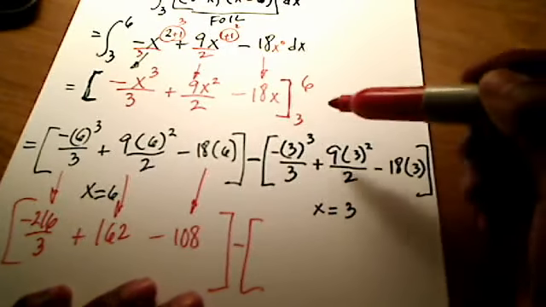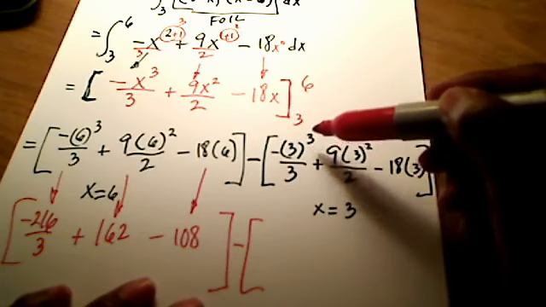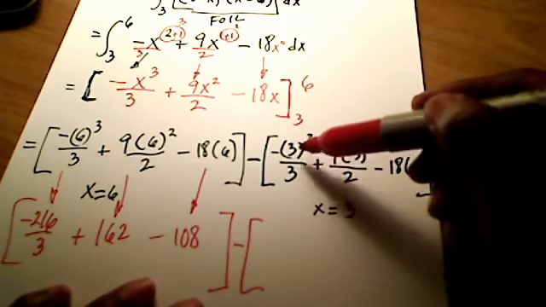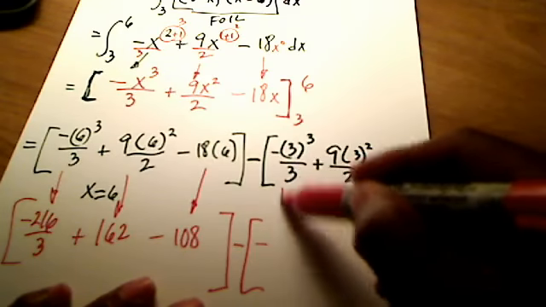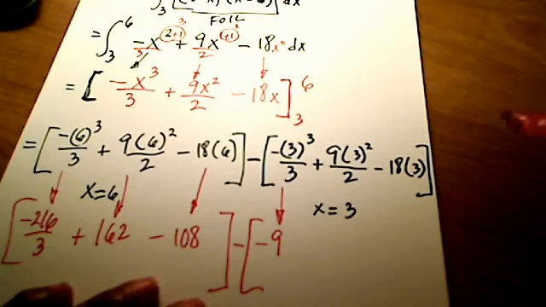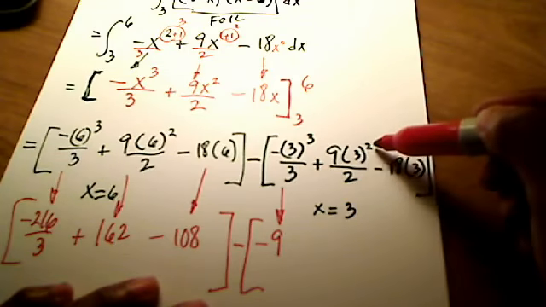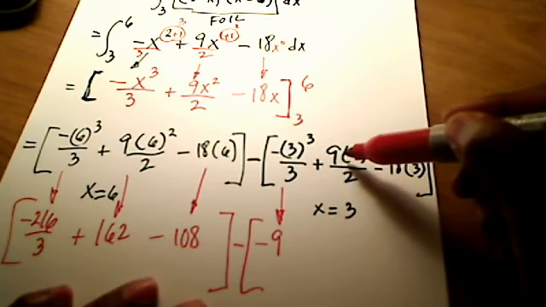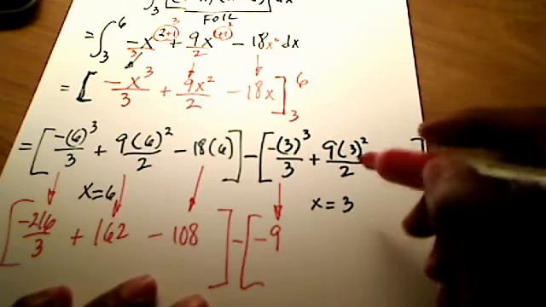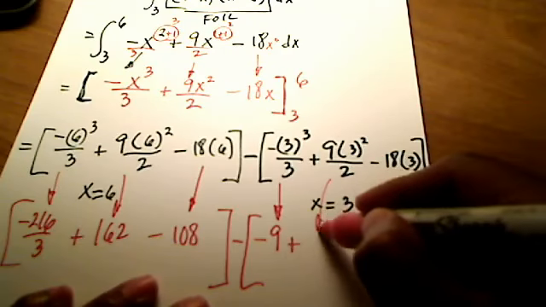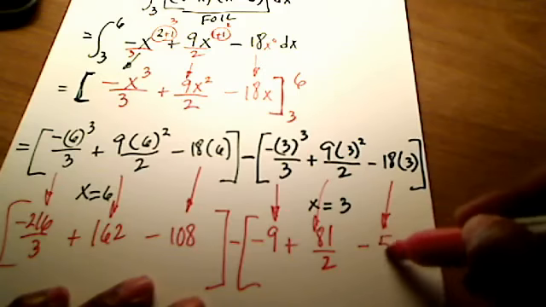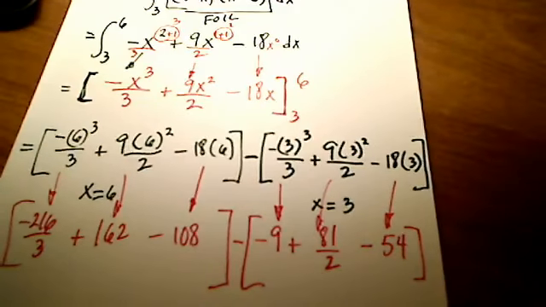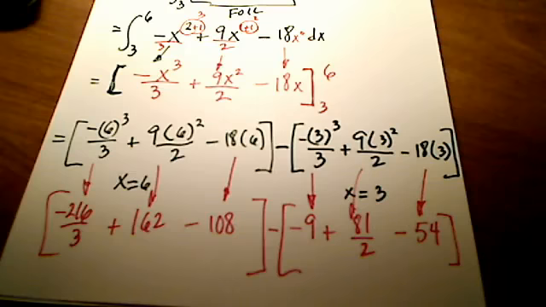All right, let's see. How about over here? Let's clean this up. 3 to the third power is 27, but 3 goes into 27 9 times, but don't forget the negative. So this first term turns into a negative 9 inside here. 3 squared is 9, and 9 times 9 is 81. 81 divided by 2, you know what, I'm just going to leave it as a fraction, so plus 81 over 2. And this last one here, 18 times 3 is 54. Okay, so let's go ahead and clean this up a little bit more. I think I'm going to have to start another page here.